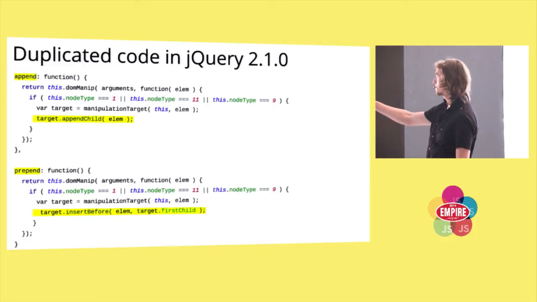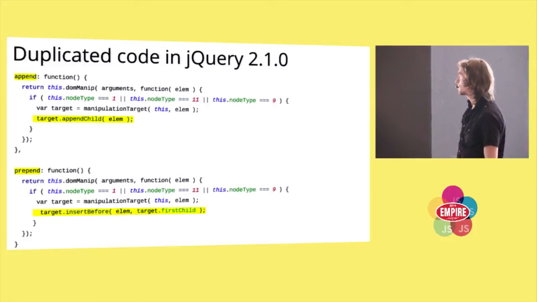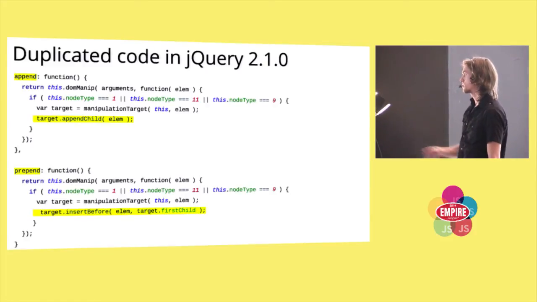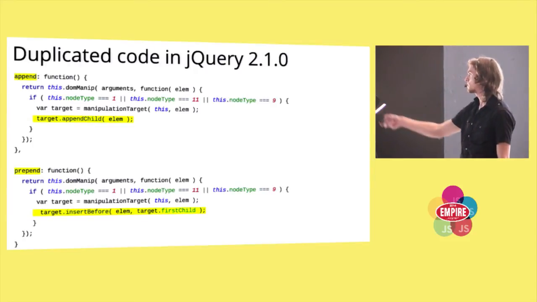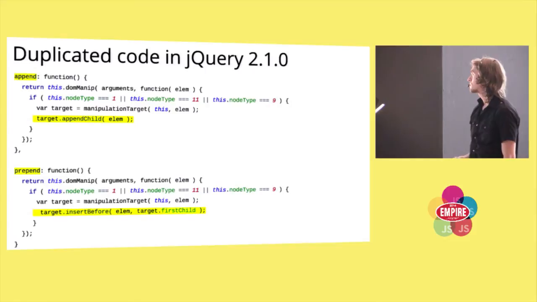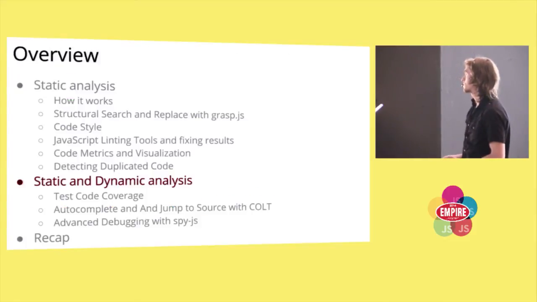So here we have methods append and prepend. And they share pretty much 90% of the code. And only those highlighted lines in the middle are different. That's all about pure static analysis.